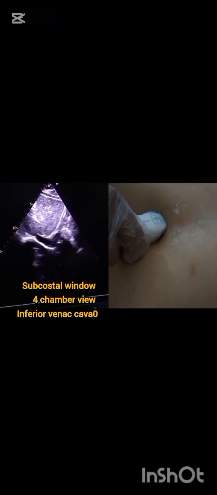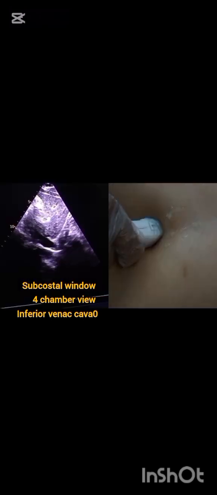Subcostal views. The patient is placed in the supine position with legs bent, and the marker points of the probe at 3 o'clock. As you see in the video, the marker point is toward 3 o'clock, and you see the 4-chamber subcostal view. A 4-chamber view is obtained by scanning under the subxiphoid process. This view is usually used to look for atrial septal defect or patent foramen ovale. Inferior vena cava, hepatic veins, and abdominal aorta are also visualized.